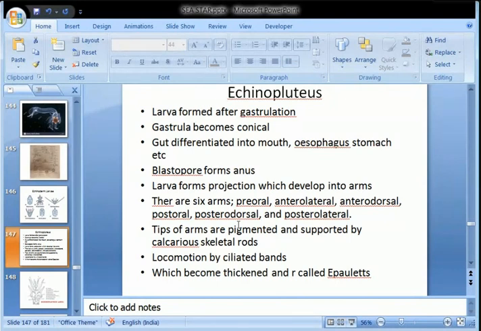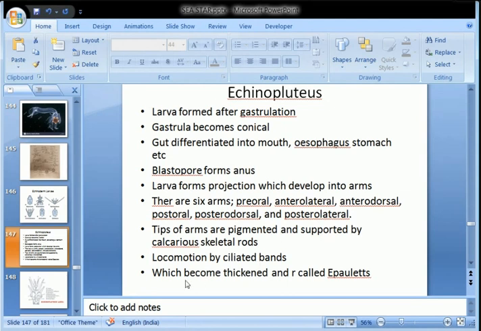Likewise, some are on the lateral side anteriorly, while others are on the lateral side posteriorly. So depending on their location on the larval body, these names are given to different arms. So several arms are there. Now, the tips of the arms here are pigmented, and they are supported by calcareous skeletal rods that keep the arms stiff.